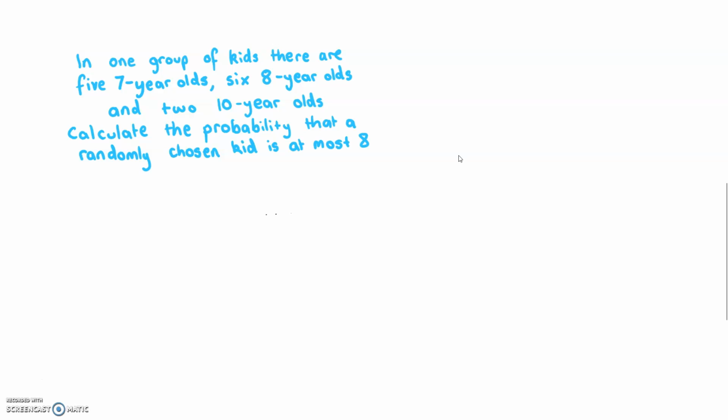In this one, in one group of kids, there are 5 7-year-olds, 6 8-year-olds, and 2 10-year-olds. Calculate the probability that a randomly chosen kid is at most 8 years old. So let's note down how many kids we've got of each age first. So we've got 5 kids who are 7 years old. We've got 6 kids who are 8 years old. And we've got 2 that are 10 years old.